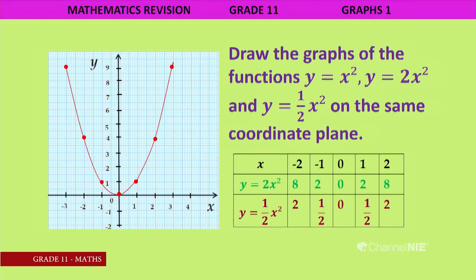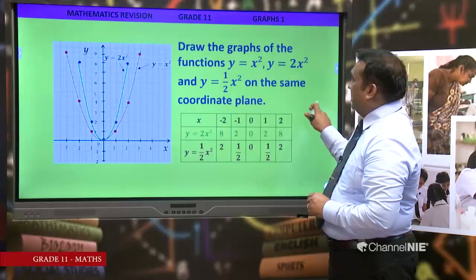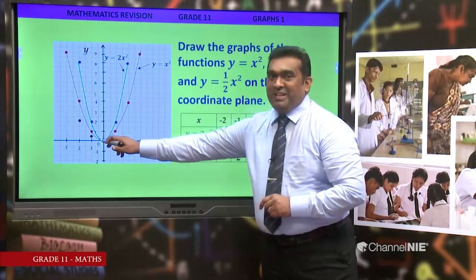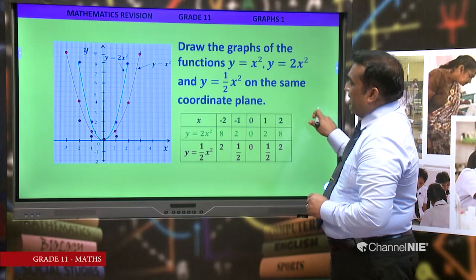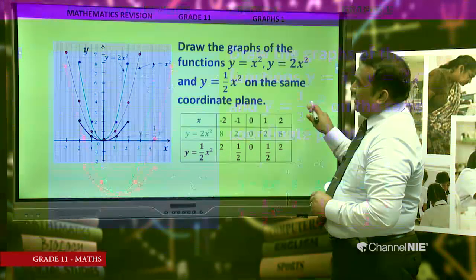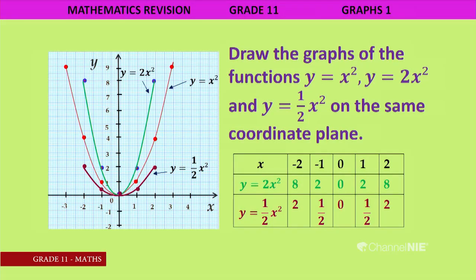This is your y equals x squared. Okay. Our first one. Second one, marking points. We mark points. Then this is our y equals 2x squared parabola. Marking points. Then y equals half x squared. There are 3 curved line graphs.